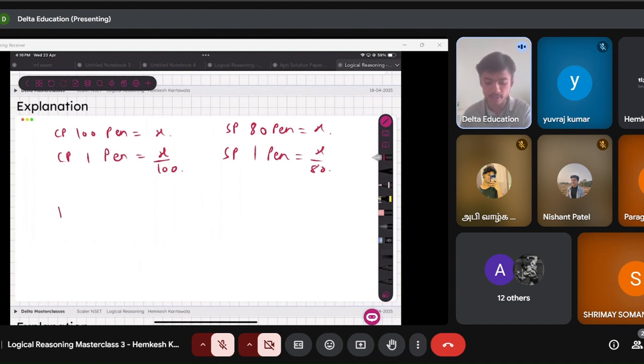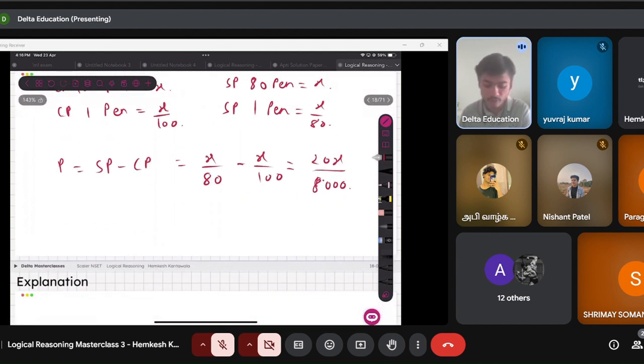Now, what is profit? Profit is nothing but selling price minus cost price. If we solve this, X upon 80 minus X upon 100 gives 20X upon 8,000. Now we need to find the profit percentage, which is nothing but SP minus CP upon CP into 100.